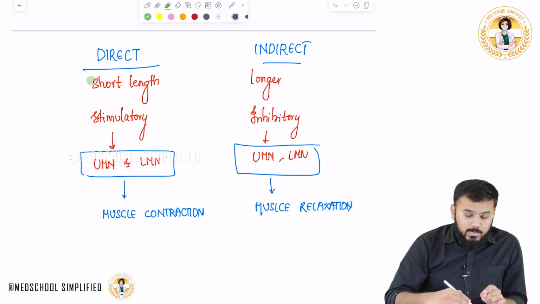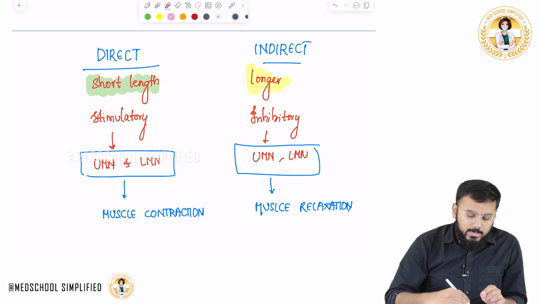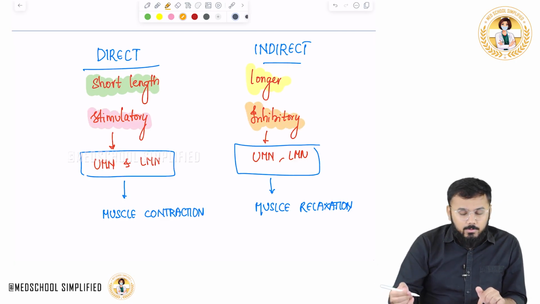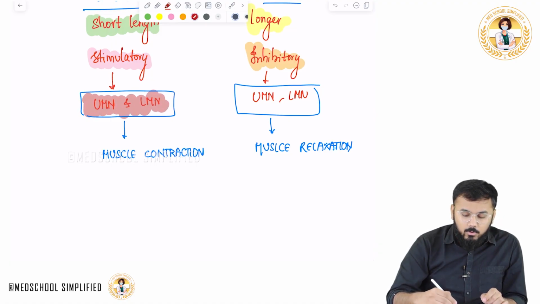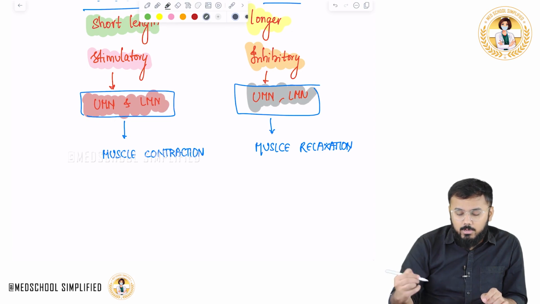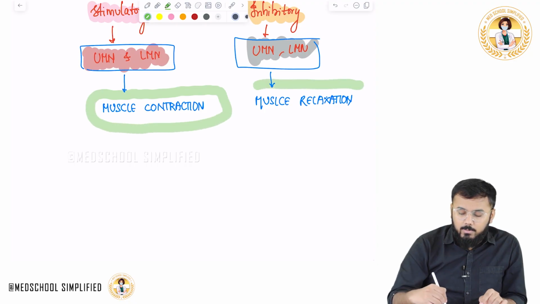So direct and indirect: direct is what? Short length. And indirect is longer length. Next, direct is stimulatory, whereas indirect is inhibitory. Direct will stimulate your upper motor neuron and lower motor neuron, and here indirect will inhibit upper motor and lower motor neuron. So obviously what is going to happen at the end? There will be muscle contraction here and muscle relaxation here.